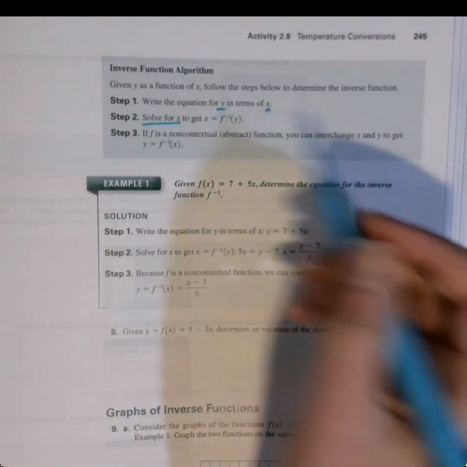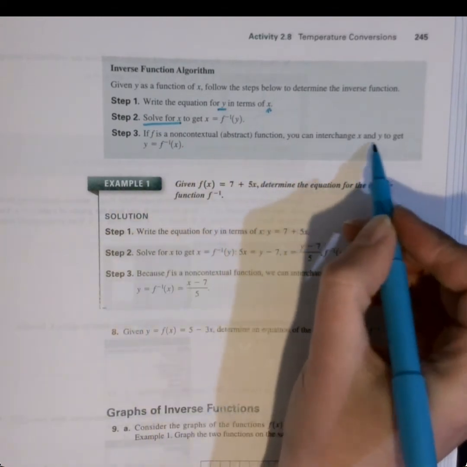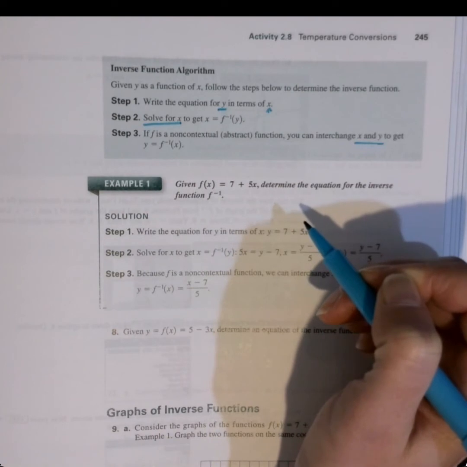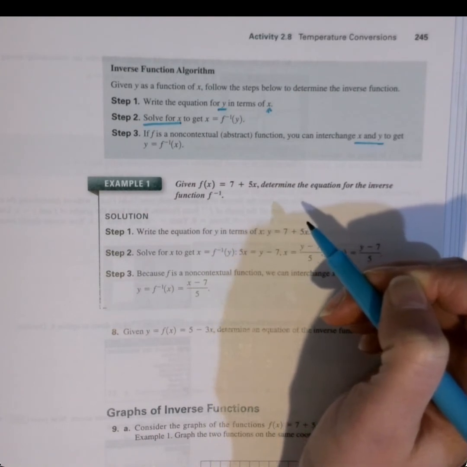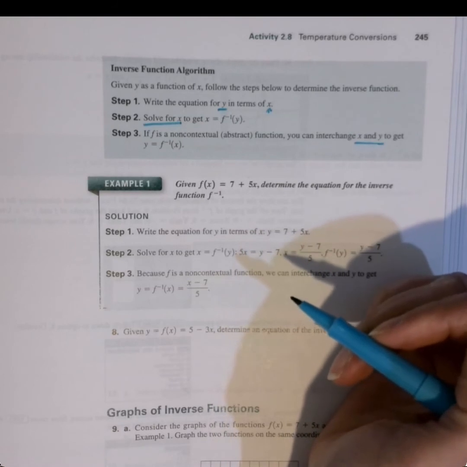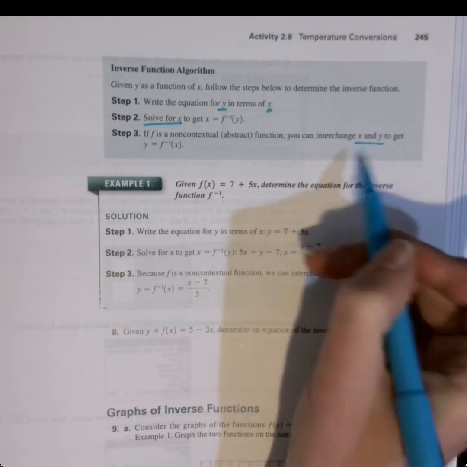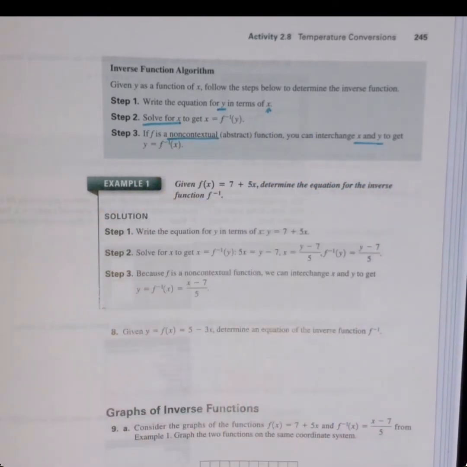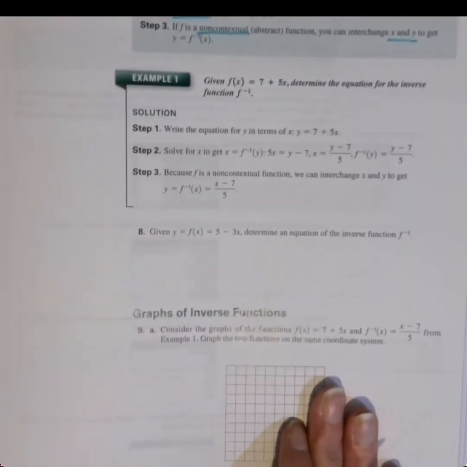If you're in a non-contextual abstract situation, you can switch x and y so that your new input is called x. We did not do that in the case of the temperature because we didn't want to switch the meaning of what the letters were. C meant Celsius, the letter C meant something, but if it's just x and y, they're arbitrary letters, so we do switch them in the non-contextual cases. So we'll see how that works in number 8 here.